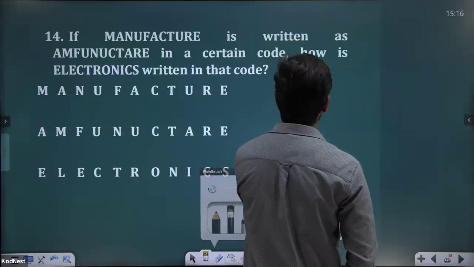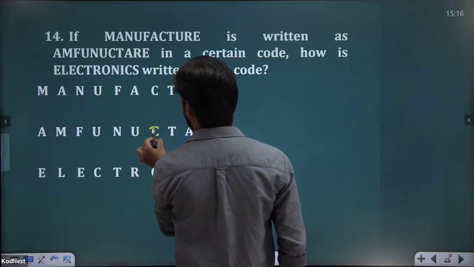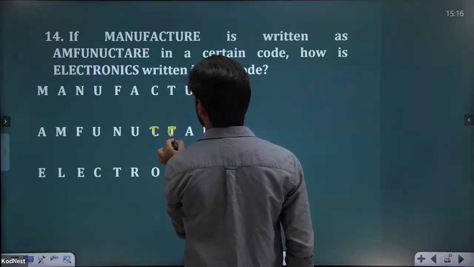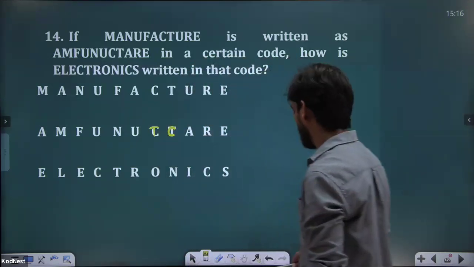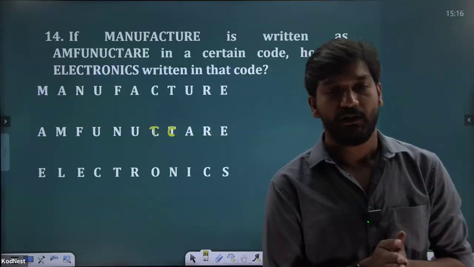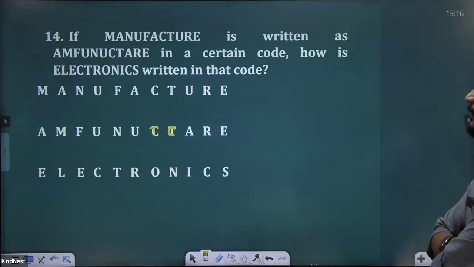There is one correction here. This part is T, and this is C. Okay. Try to observe.